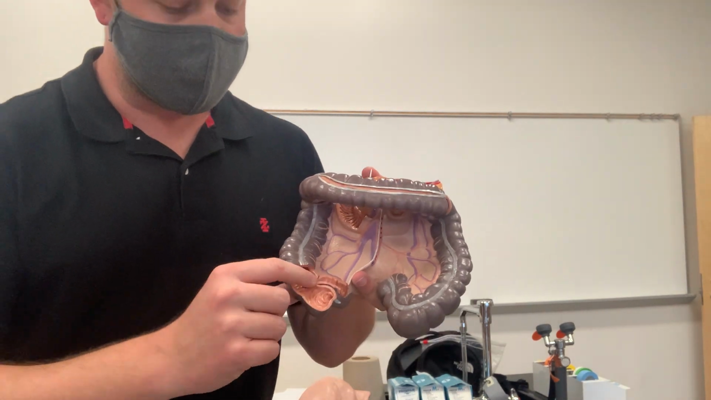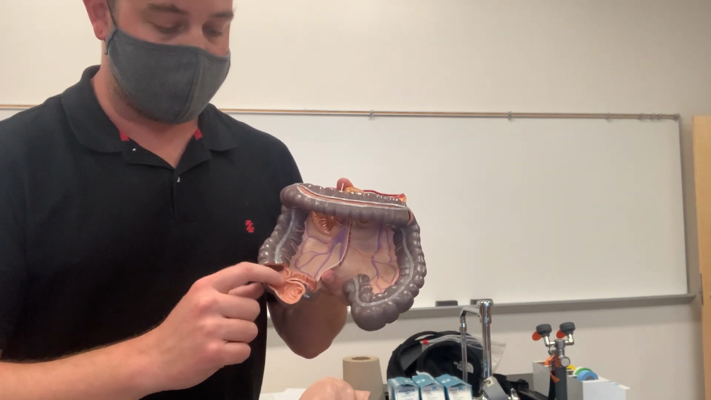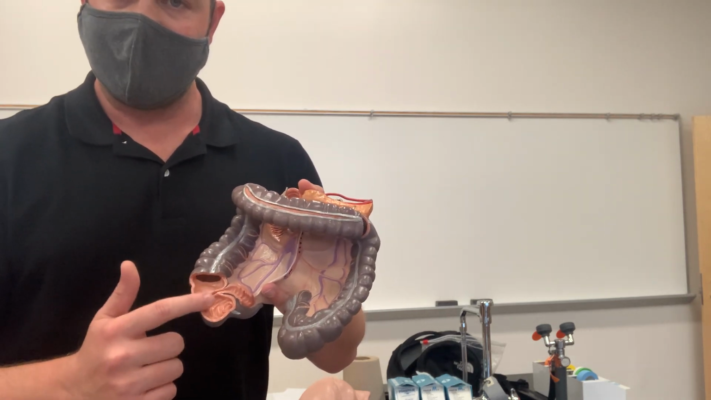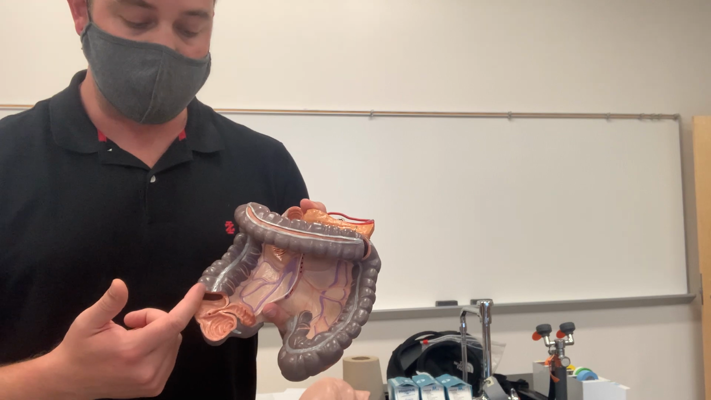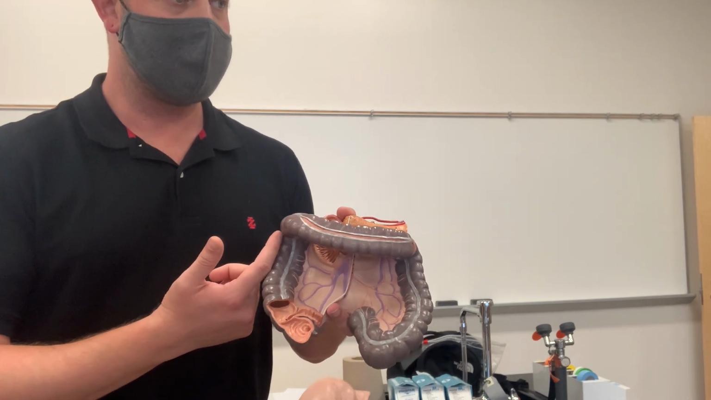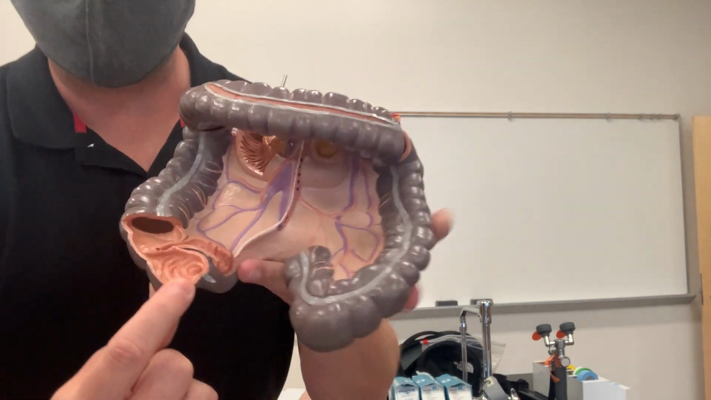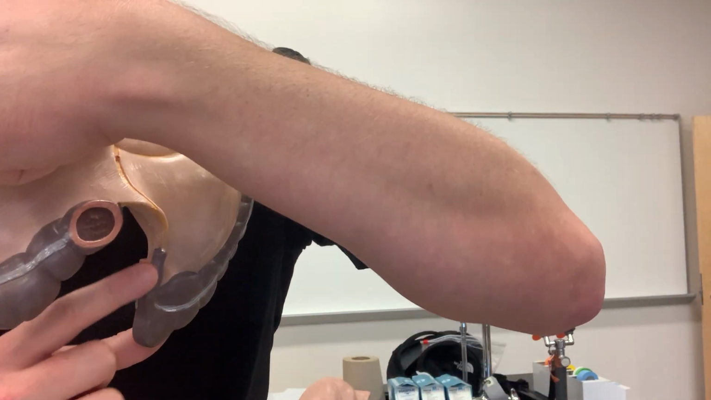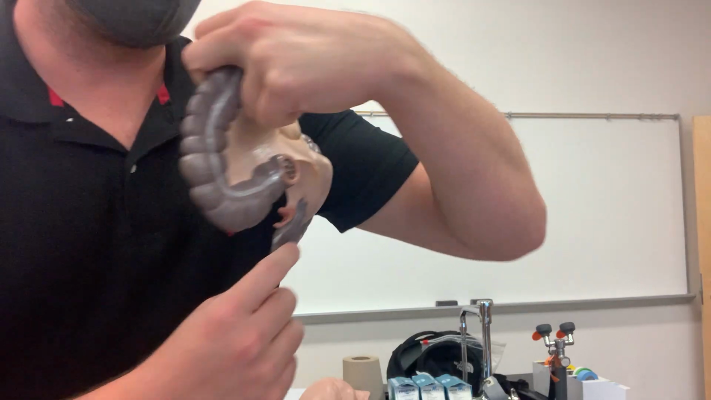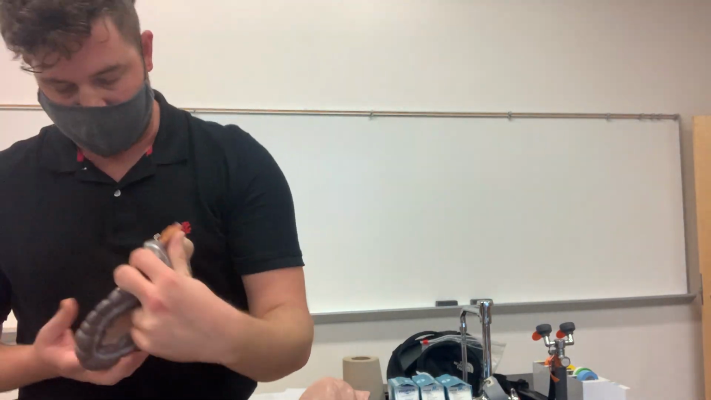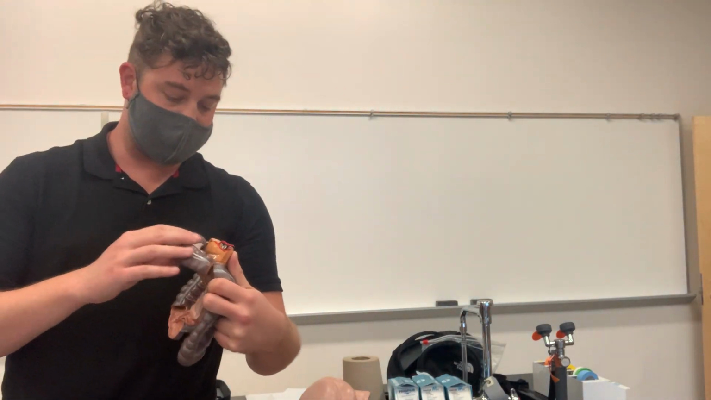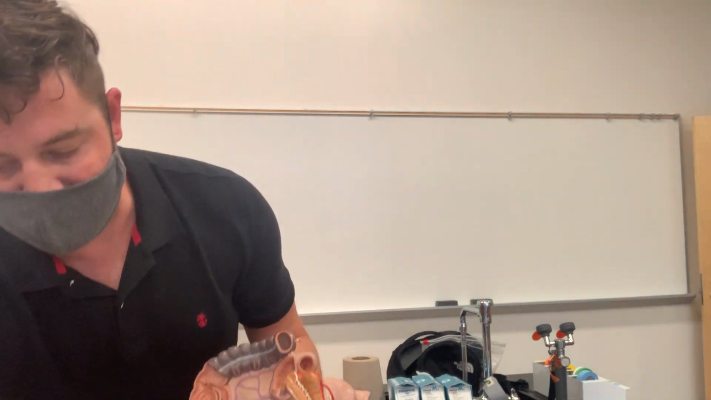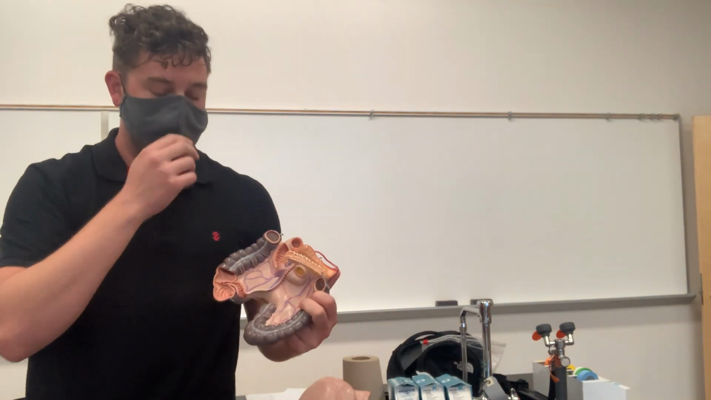Once material goes from the ileum through the ileocecal valve into the cecum, it sits in this little pouch, and then it's supposed to go up into the ascending colon. Sometimes it goes into the appendix, which you can see on this model, this little tail on the back of the large intestine. If material goes in there and gets stuck for too long, it can become infected and you have to get your appendix removed.